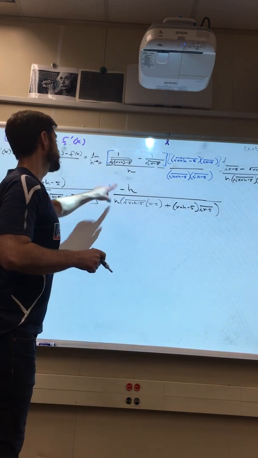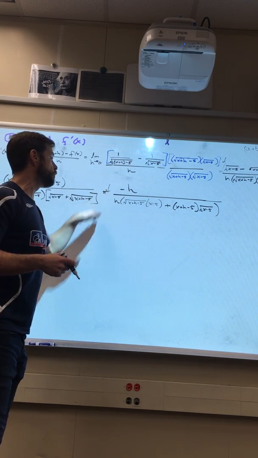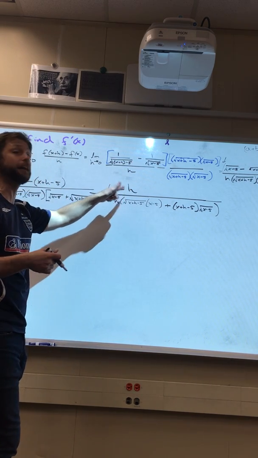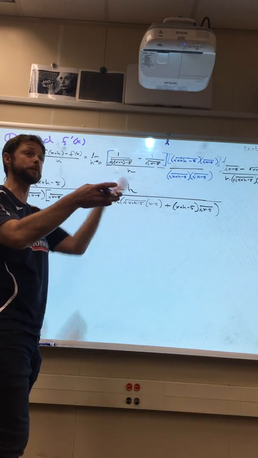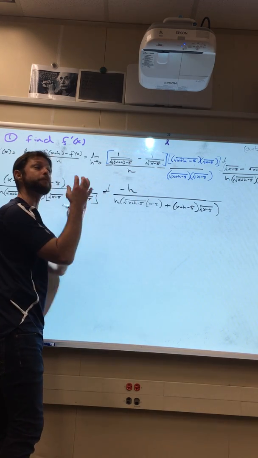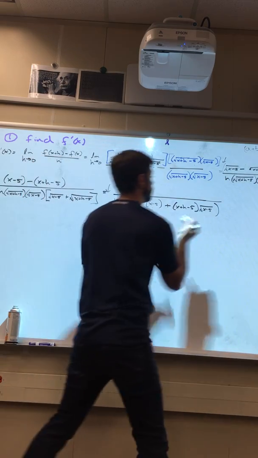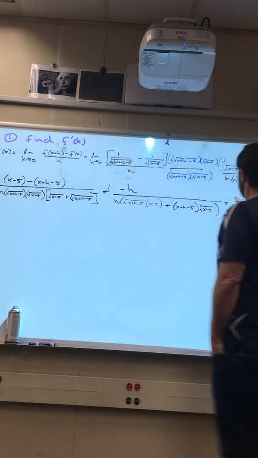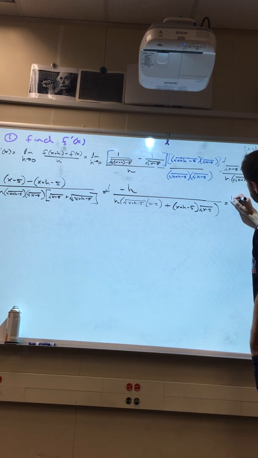So let's go ahead and factor out our removable discontinuity. Which one's removable, which one's non-removable? Our removable discontinuity is our h. It's a factor. It can cancel, not a term. So we got a factor. So we're going to go the limit. I'll bring my limit in later.